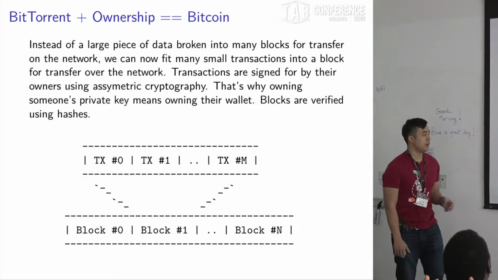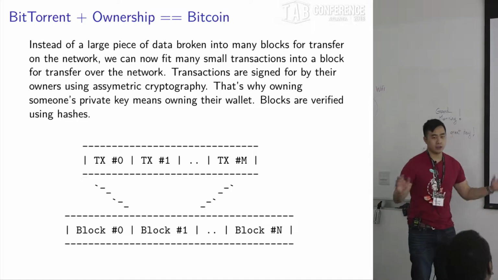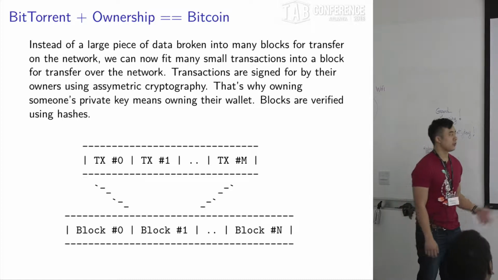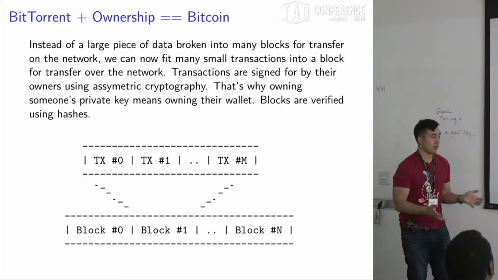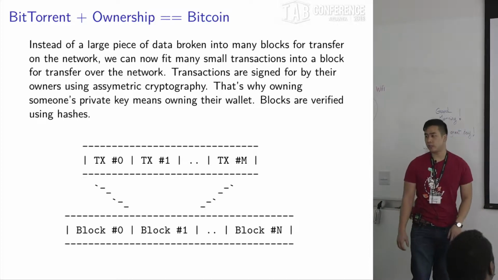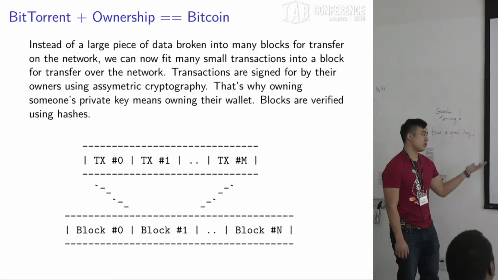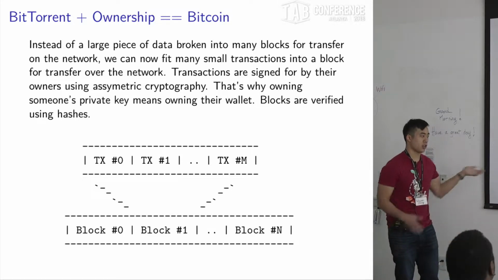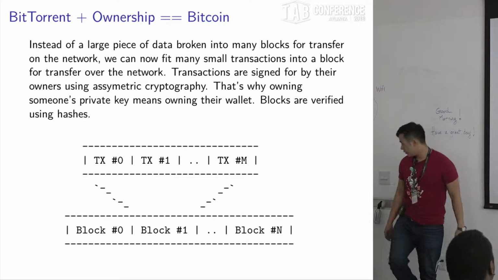But instead of trying to break down large files into blocks, we have a bunch of small transactions that can all fit together into a block. And these blocks are still the unit that we use to transfer data on the network. Transactions are transferred on the network as well, but blockchain, that's sort of what we're concerned with. So what is a block?